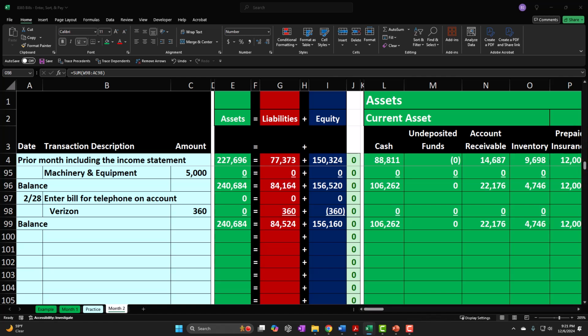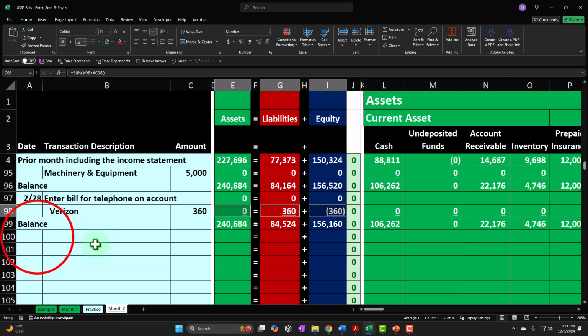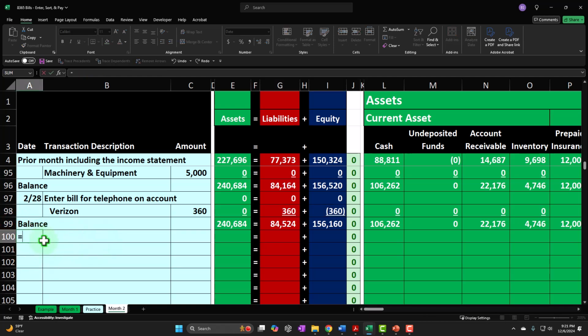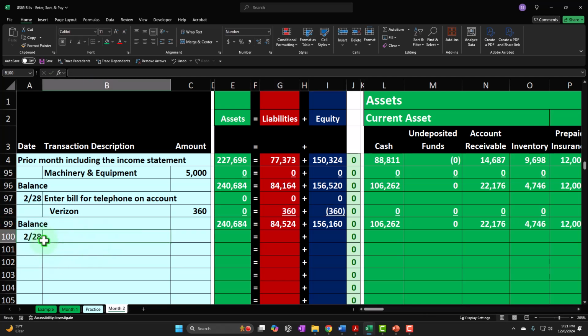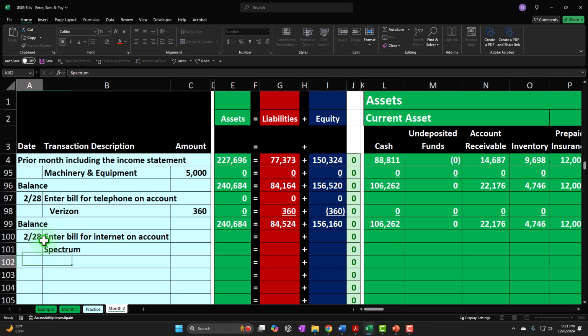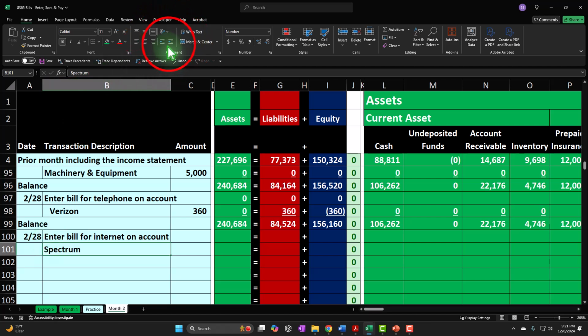Otra vez. One bill down, like 5 more to go. Let's say this is going to be 228. We're going to enter a bill for the internet on account. And that was Spectrum, our internet company. I'm going to indent that. And the bill was for $8,180. So that's the bill that they gave us electronically or physically.